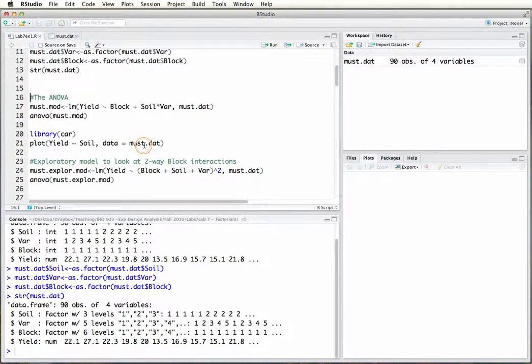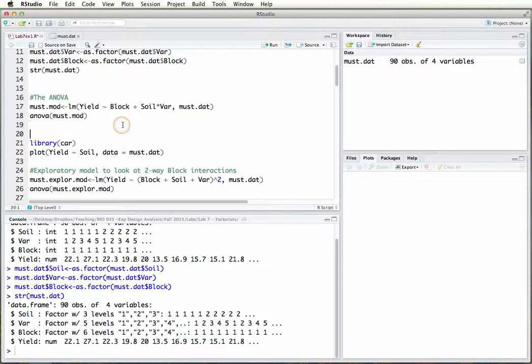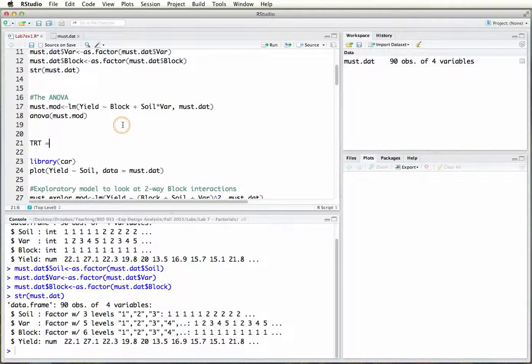The ANOVA is pretty straightforward. It is an old school RCBD linear model in which the response variable is explained by block and treatment. But now in this case, our treatment is soil, it is also variety, it is also soil times variety. And that's what this soil star variety is shorthand for. It's soil plus variety plus soil times variety. So I'll get rid of that.